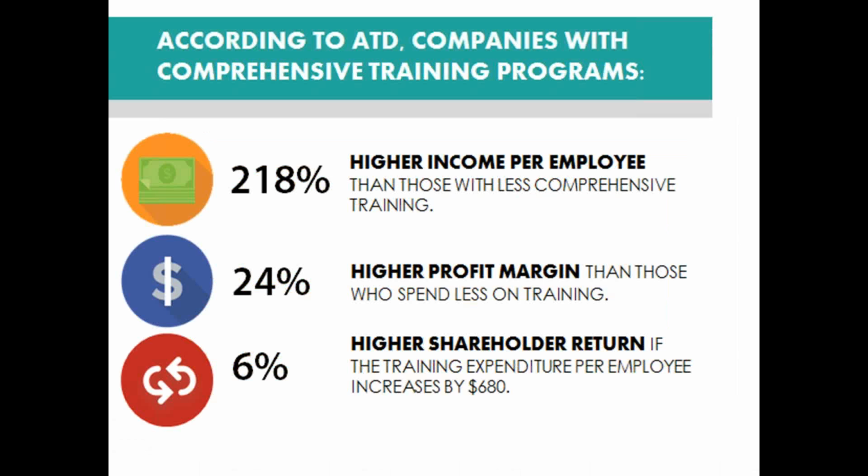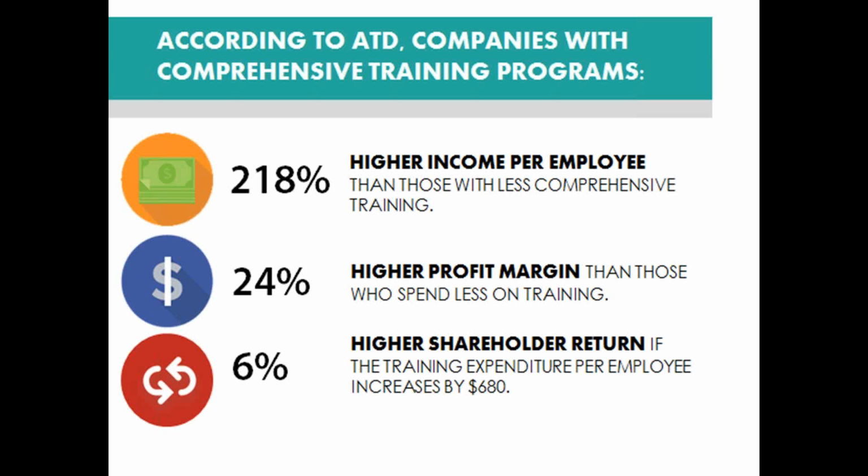Okay, this is another element. These are some more data points that you can begin to use as you start to identify the risks of the status quo. We already talked to you about innovation, profitability. According to ATD, used to be ASTD, companies with comprehensive training programs have 218% higher income per employee. So status quo, well, we're going to have less income per employee. We can increase the income per employee. They have a 24% higher profit margin, and they have, for publicly traded companies, this is important, a 6% higher shareholder return if they increase expenditure per employee by just $680.